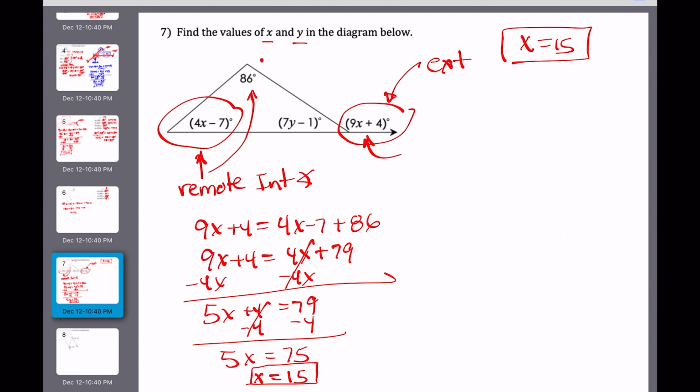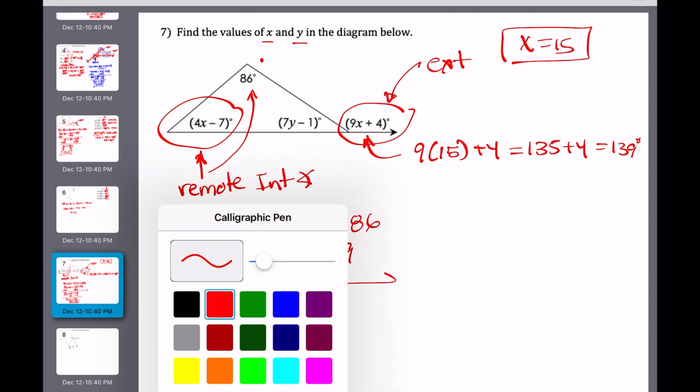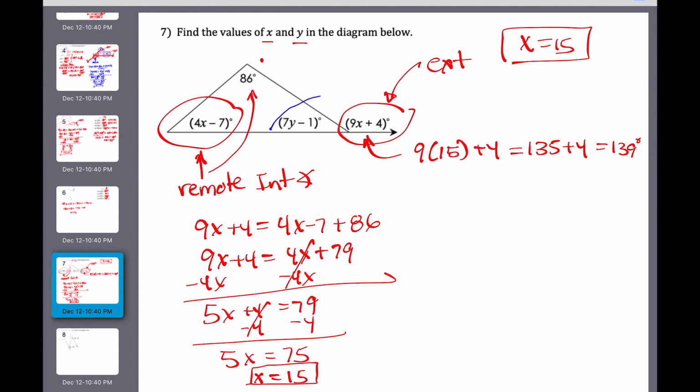But when we plug 15 into the exterior angle, 9 times 15 gives us 135 plus 4. So we have 139 for the exterior angle. And recall, we said that these two angles form a linear pair. So 7y minus 1 plus the exterior angle, which is 139, have to add up to 180 because these are a linear pair.